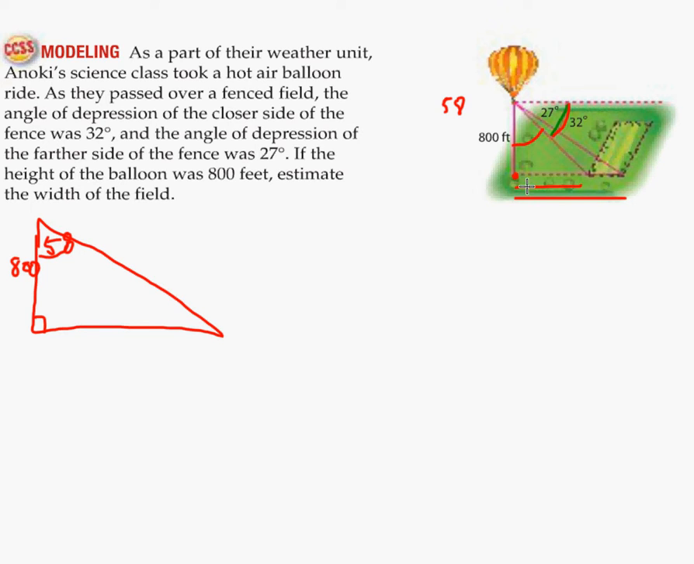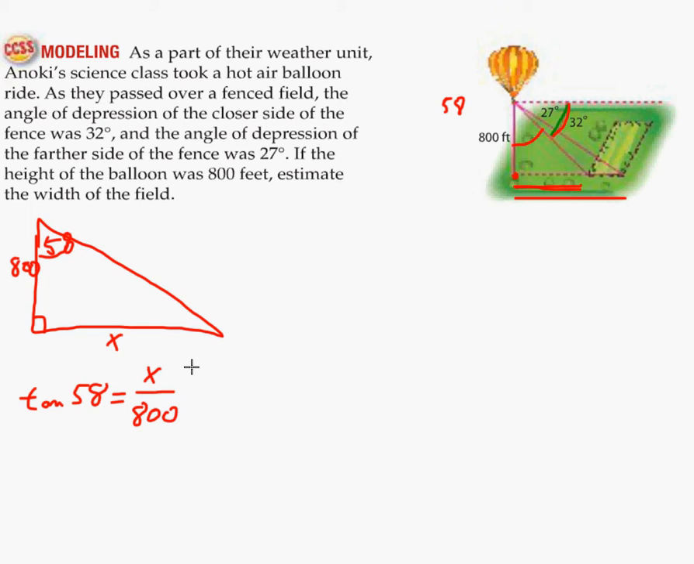Okay, so I think I'm about to get this length right here. So I'm just going to call this X right now. Okay, so let's see. Remembering my trig pretty well, I need the tangent of 58 degrees, and that's going to be equal to opposite, which is X, over adjacent, which is 800.